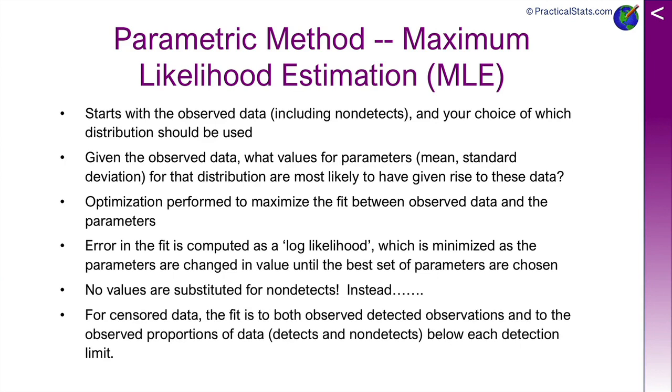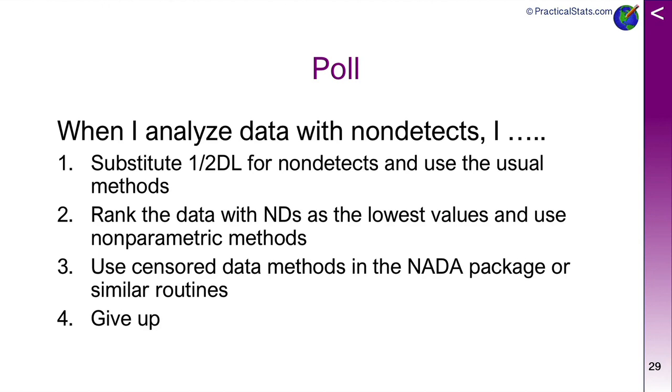All right, before I go to the description of what the parametric method is, maximum likelihood, I'd like to find out a little bit more about you. And so I'm going to do a poll. Don't usually do this, but I will today. And so I would like you to respond with one of these answers to the question, to analyze data with non-detects. So you've got 4 options here: to substitute half the detection limit and then run the standard test like analysis of variance, to use non-parametric tests and rank all of the non-detects as the lowest data, to use the NADA package or something similar that actually is built for these things called censored data, data with non-detects, or give up.